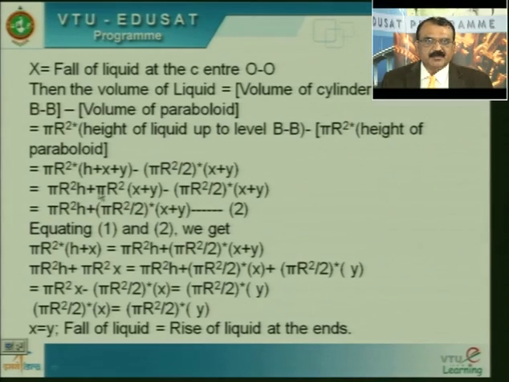Pi r squared h plus pi r square into x plus y minus pi r square by 2 into x plus y. Now, this pi r square h plus pi r square by 2 into x plus y, if you simplify this, you are going to get this pi r square by 2 into x plus y. Call this as equation 2. Remember, you have equation 1, you have equation 2.